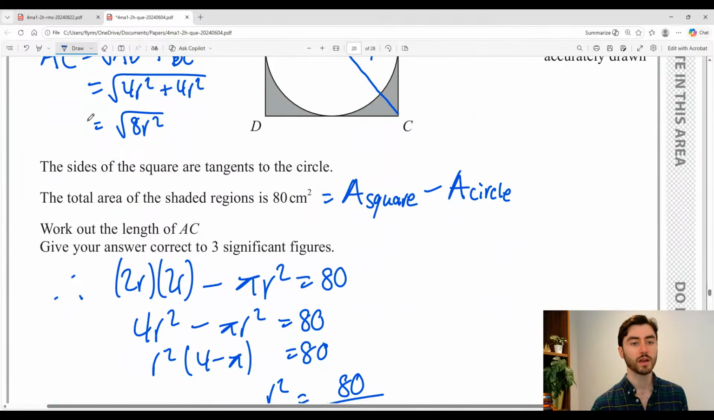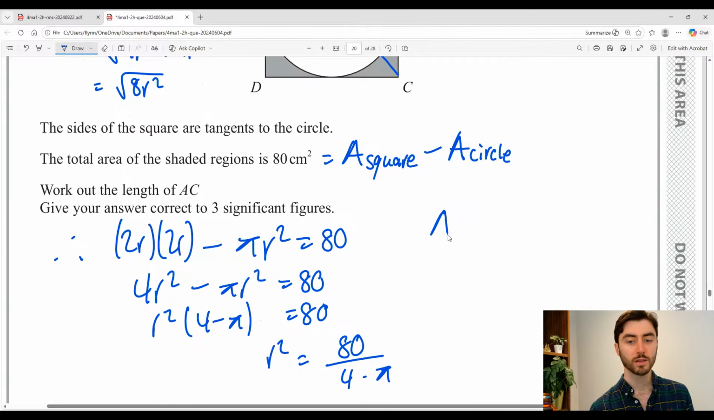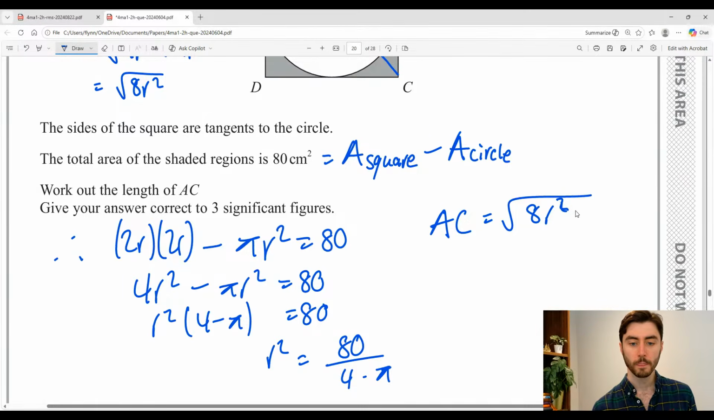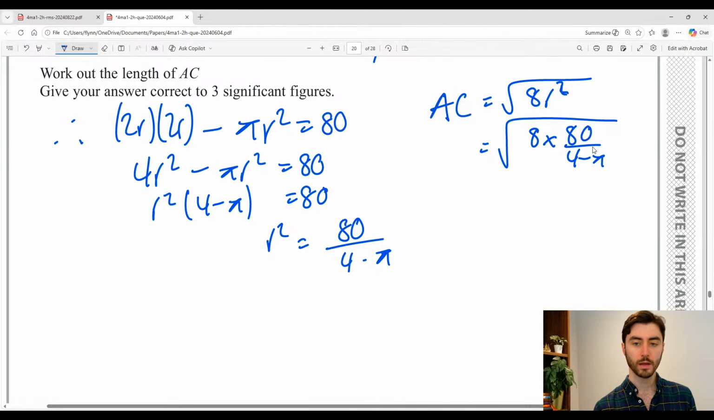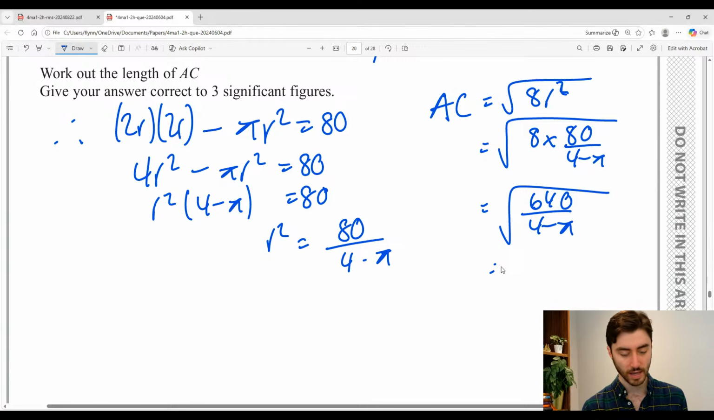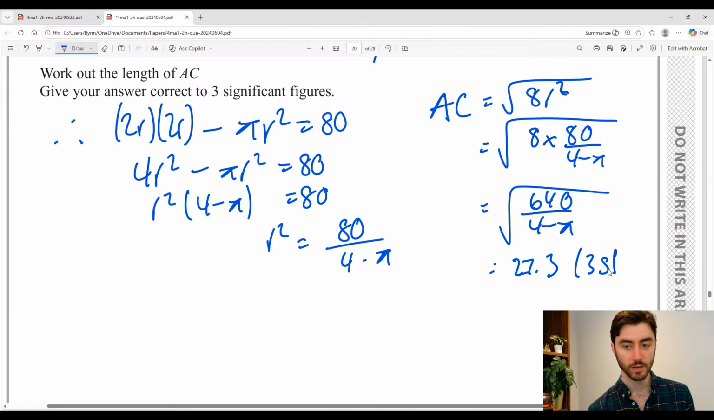Now that r squared can go into the length of AC. We saw that AC is the root of 8r squared. If I plug that in here, it's 8 times 80 over 4 minus pi. In other words, it's the root of 640 over 4 minus pi, which I can type straight into my calculator and get a value of 27.3 to 3 significant figures.